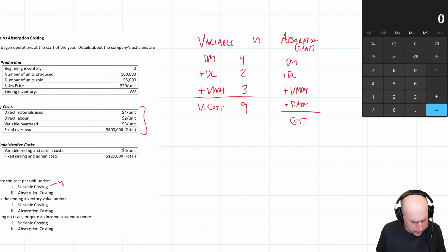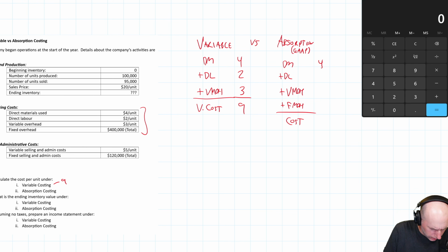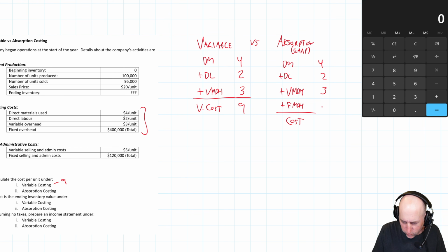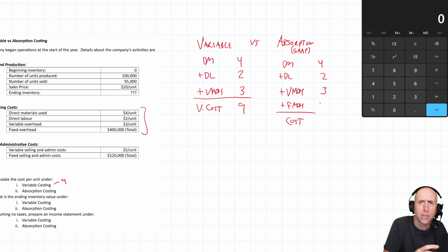What about under absorption costing? The material is 4, the labor is 2, the variable overhead is 3, and the fixed overhead is 400,000. Well, that doesn't compute here, right? It doesn't match up. We've got to figure out the cost per unit that would have been applied. And this would have been applied throughout the year, but we want to figure out the overall cost per unit that would have been applied through the year.